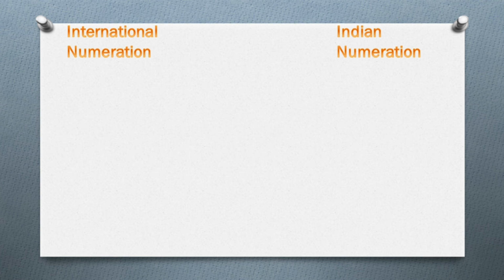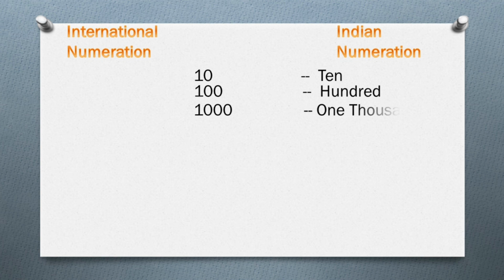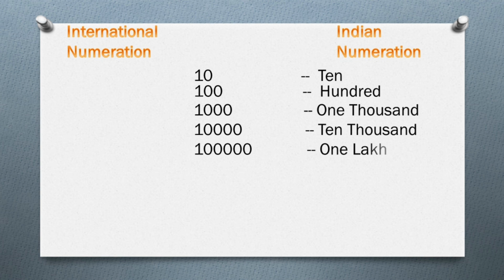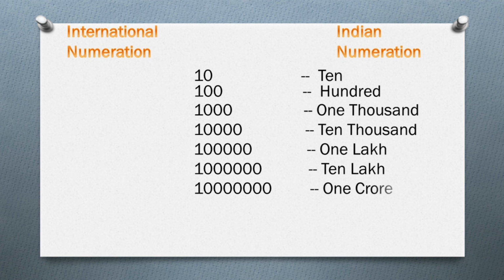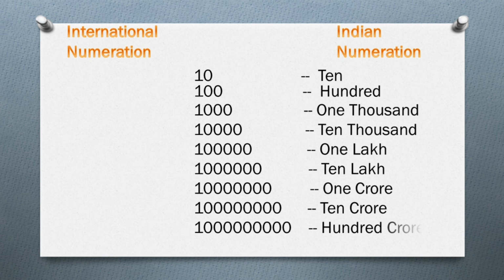In case of the Indian system of numeration, this is how number names go as per their place value. 10, 100, 1000, 10,000, 1 lakh, 10 lakh, 1 crore, 10 crore, and 100 crore.